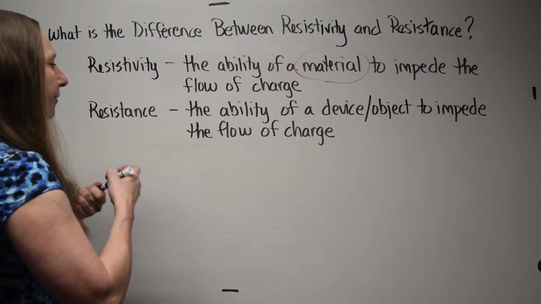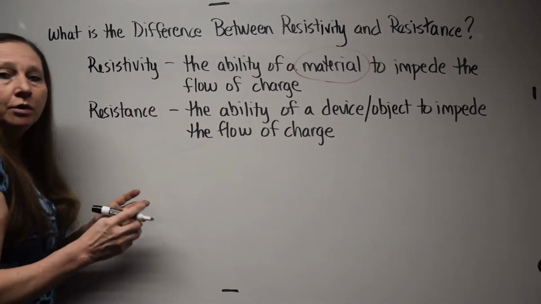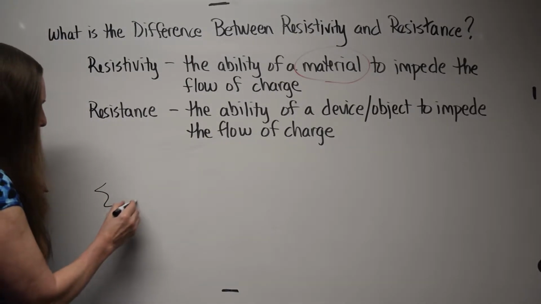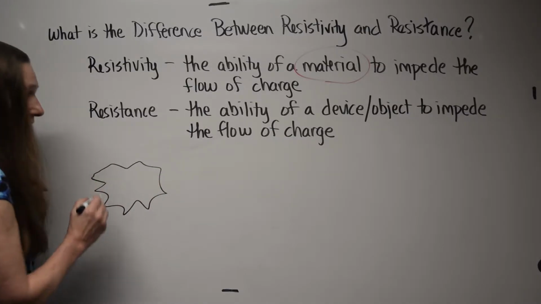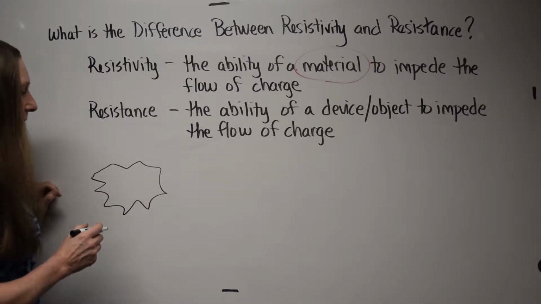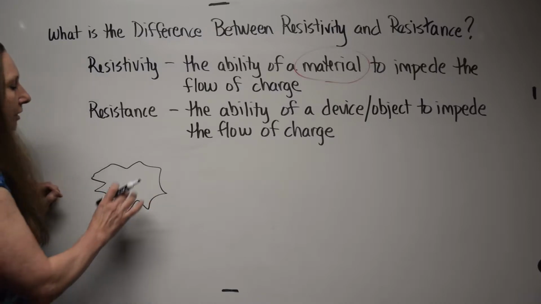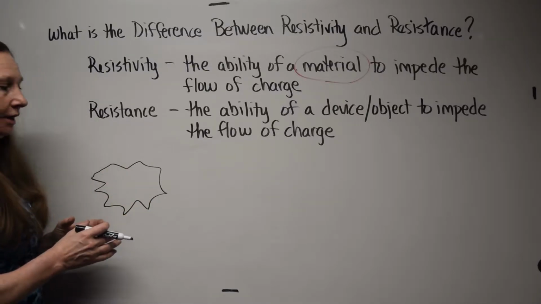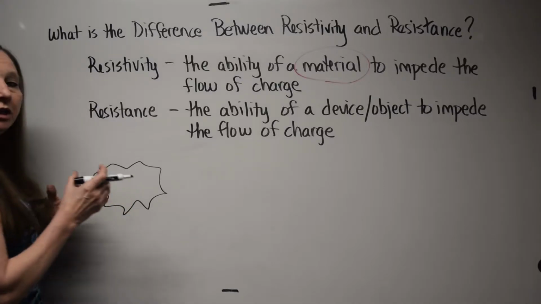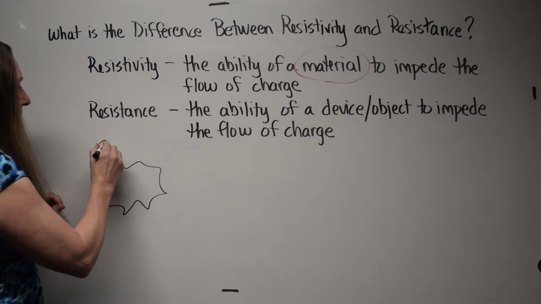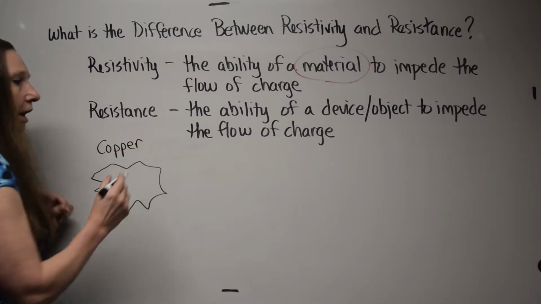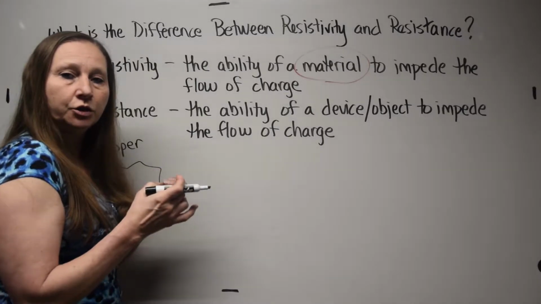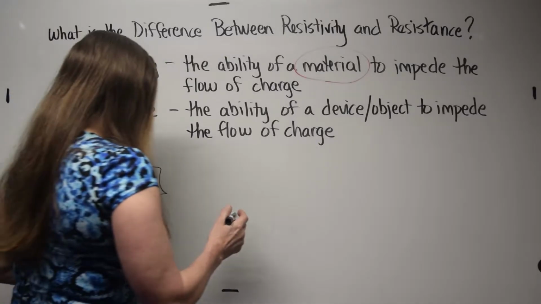So what we're saying is that if you go to Michigan and go to the mine and take out a chunk of copper from the mine, that's a terrible drawing of a chunk of copper, but you get the idea. So you've got this piece of copper that you took out of a mine in Michigan. This is a material. This is copper. This is pure copper.